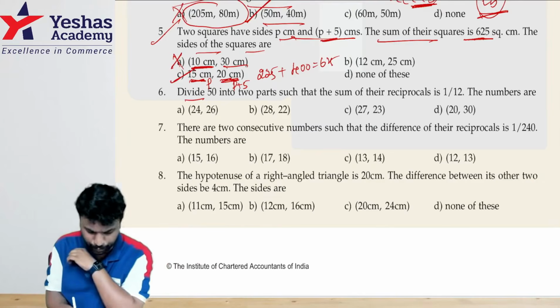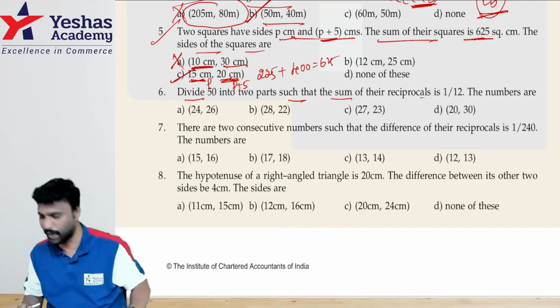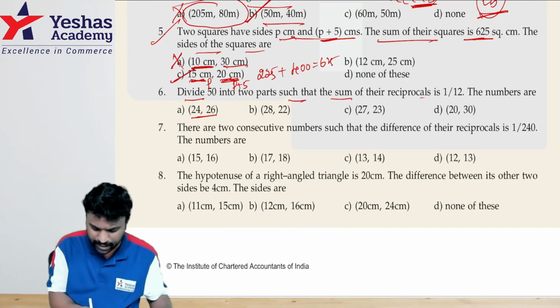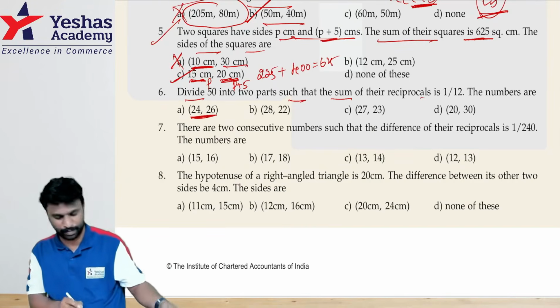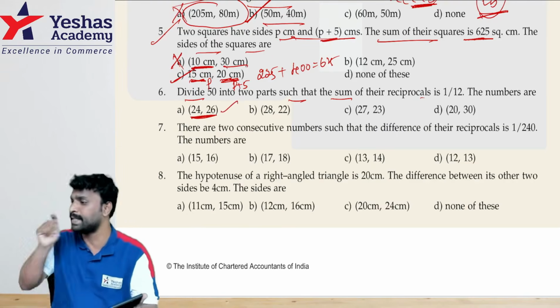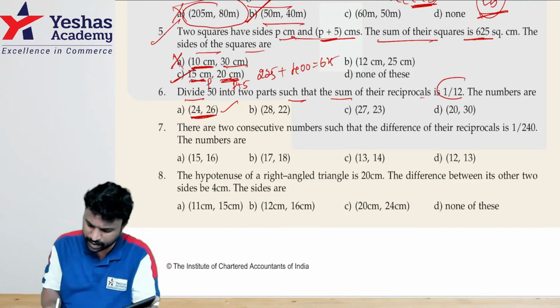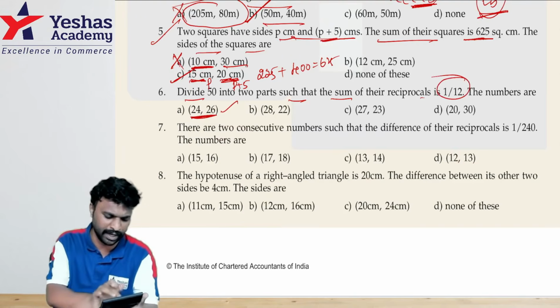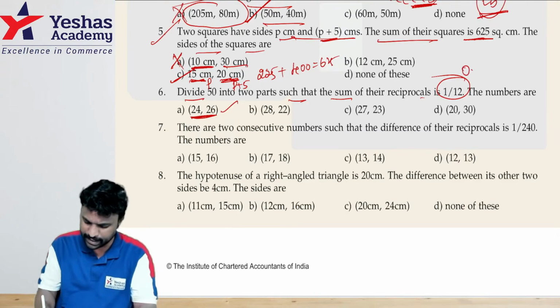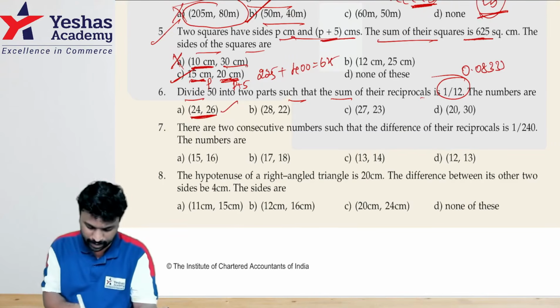Divide 50 into two parts such that the sum of their reciprocals is 1 by 12. First of all, the sum of these two numbers is what? 50. The first condition is satisfied, but the sum of their reciprocals should be 1 by 12. So first of all, what is 1 by 12? You find it out. 1 divided by 12 is how much? 0.08333.